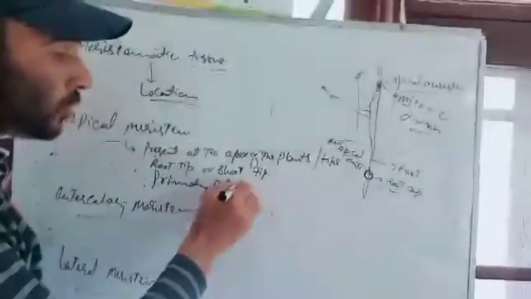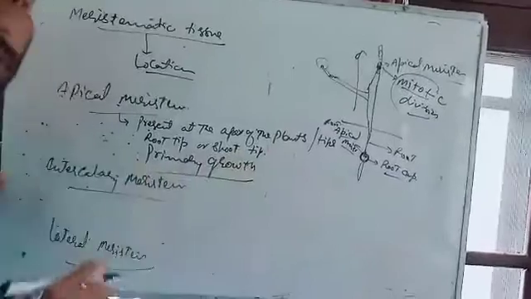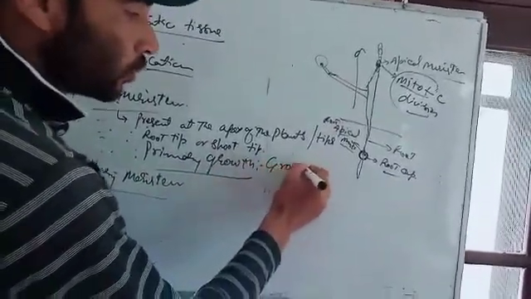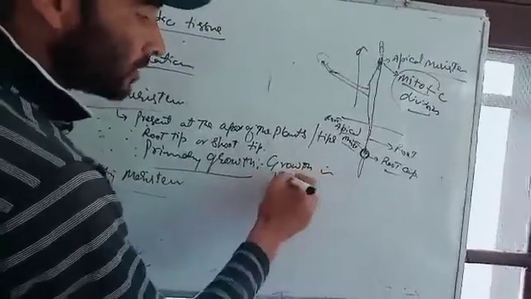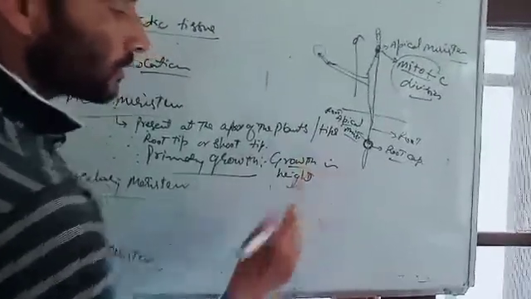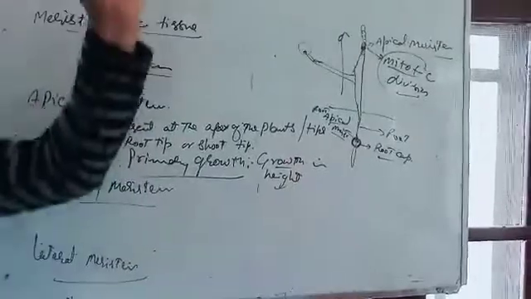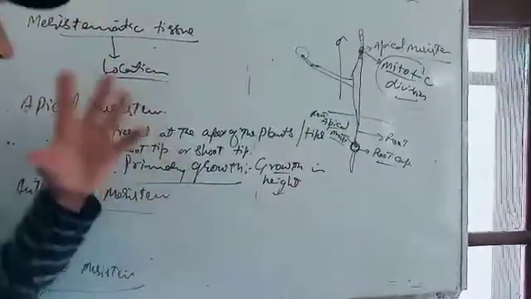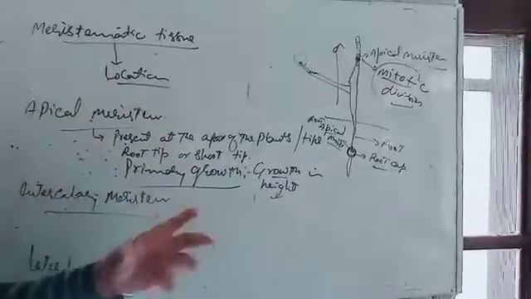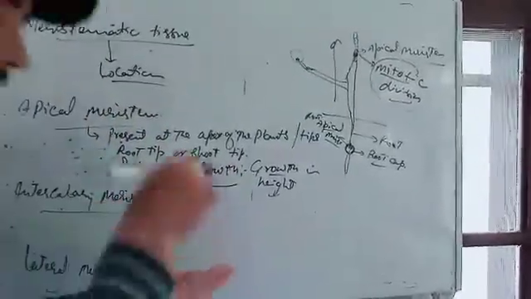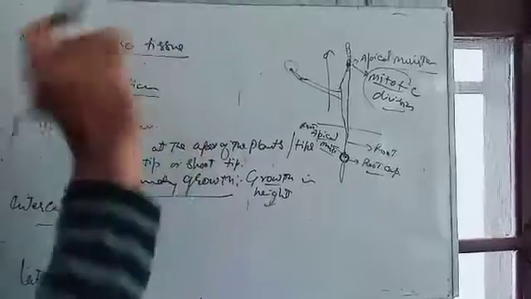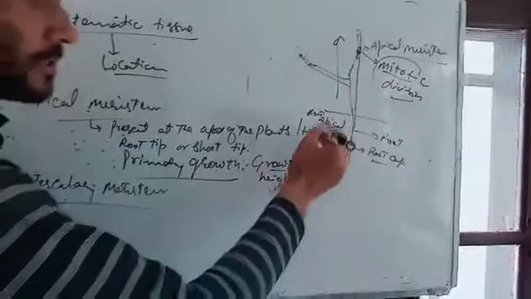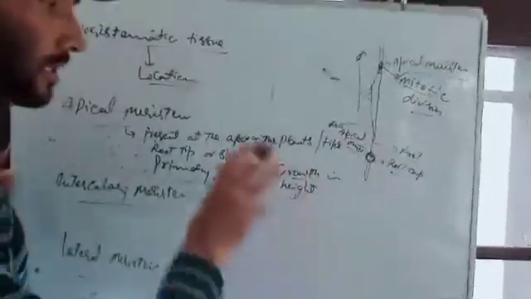What is primary growth in case of plants? Primary growth means growth in height of the plant. The plant grows from small to bigger, and this condition is known as primary growth. Primary growth occurs in all types of plants.